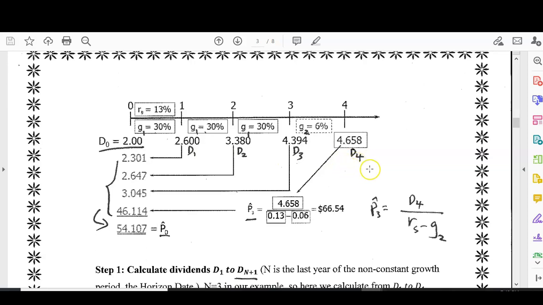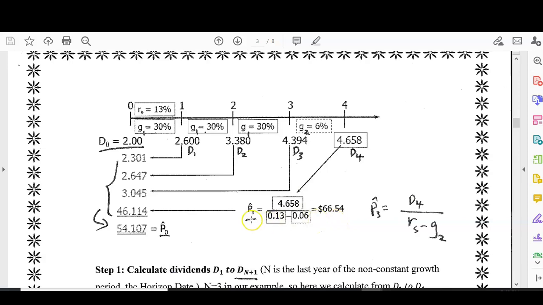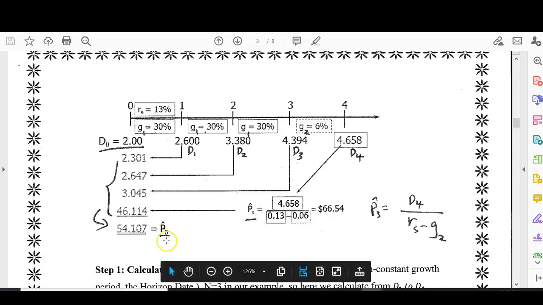Step 2, we're going to discount all the dividends in the second stage to get Pn, the horizon value, which is P3 here. We're going to use the constant growth model, which is D4 over Rs minus G2 for the second stage. So we discount all the dividends to time n, time 3 here. Okay, and step 3 would be discount D1, D2, D3, and P3 to present, add them up. So we have P0.